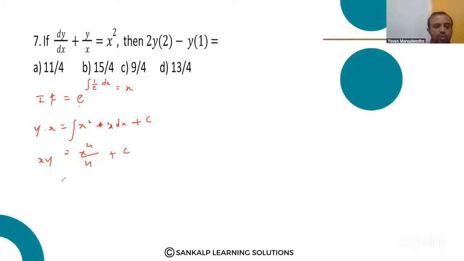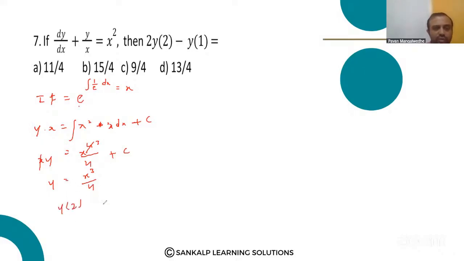Assume that you can take c as 0 because the constant will disappear. That is the simplest way. If you take c as 0, then y is equal to x cube by 4. So substitute this and calculate the value of y of 2.